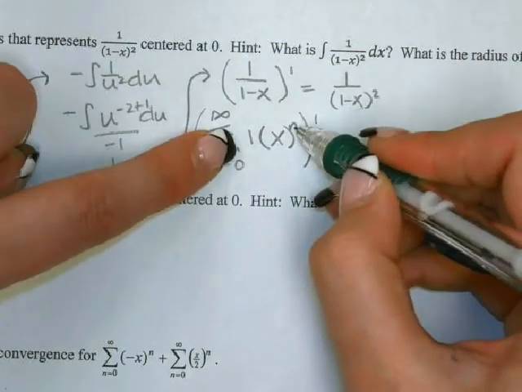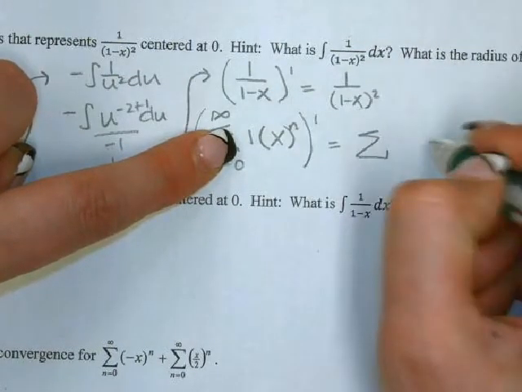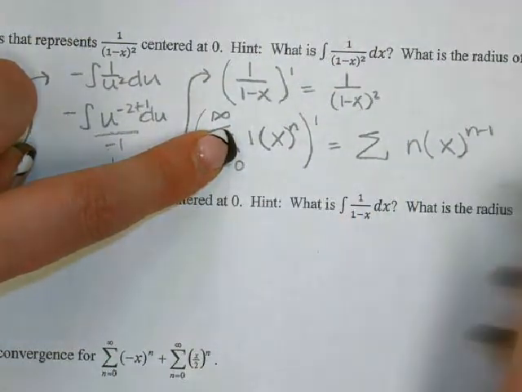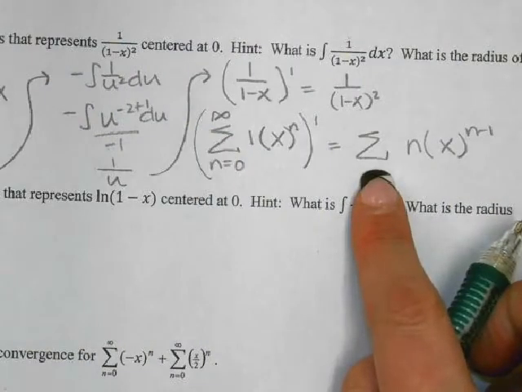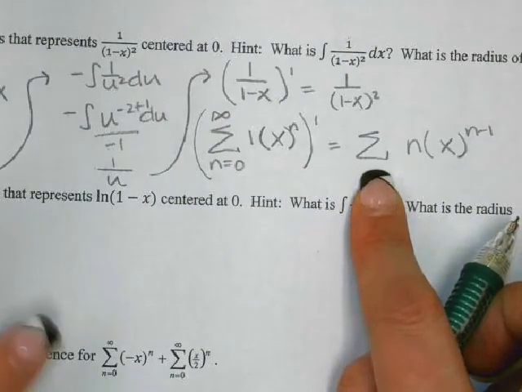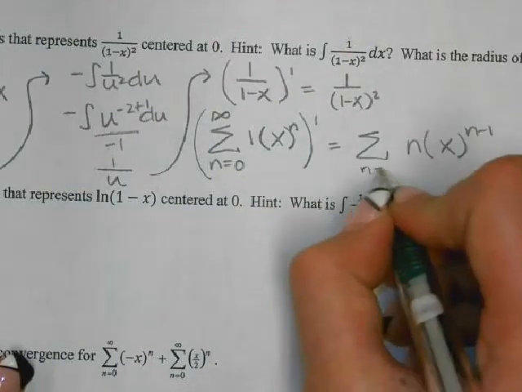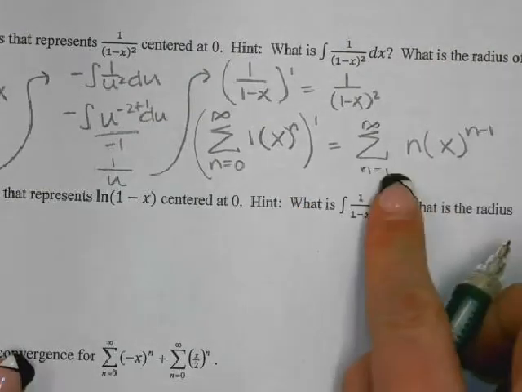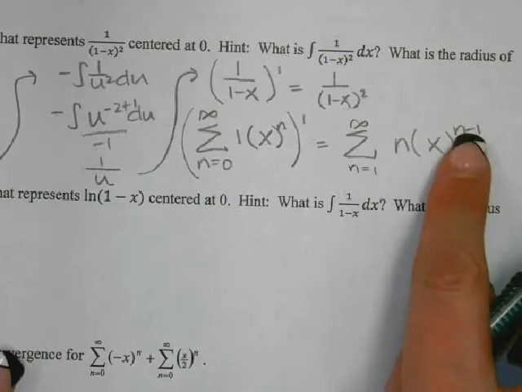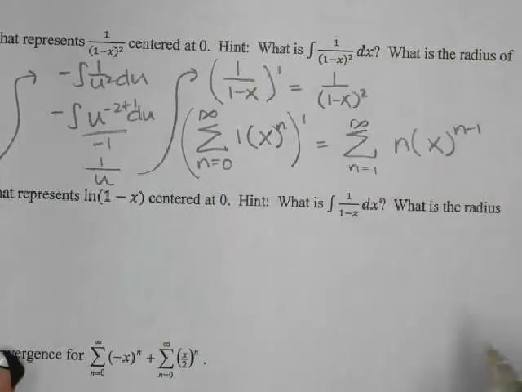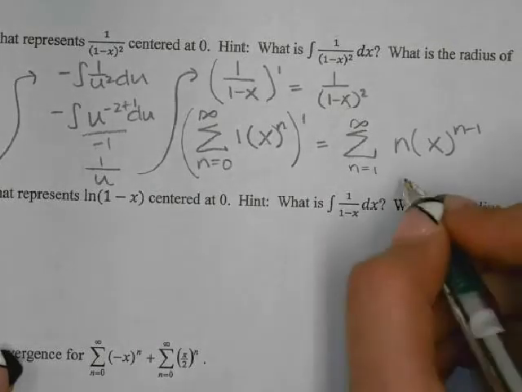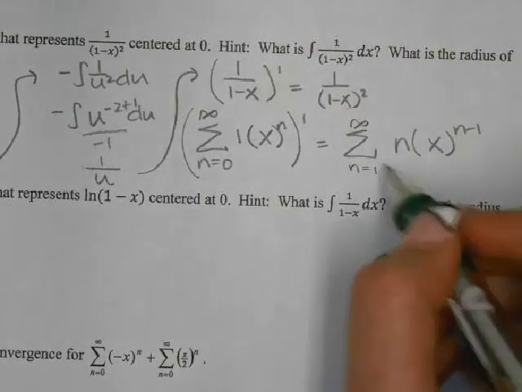So take the n, multiply it in the front, so n times x to the n minus 1. And I want to make sure that my first term, if I look here, my first term still needs to be 1. So I'm going to say this is from n equals 1 to infinity. And the reason for that is because if I plug a 1 in for n and a 1 in for n, that still gives me my first term of 1. All right. So this is my power series.